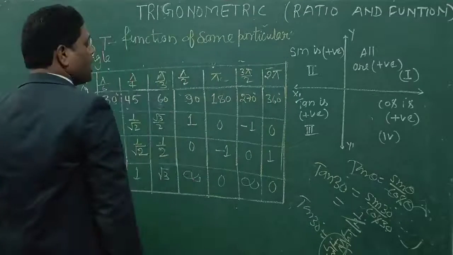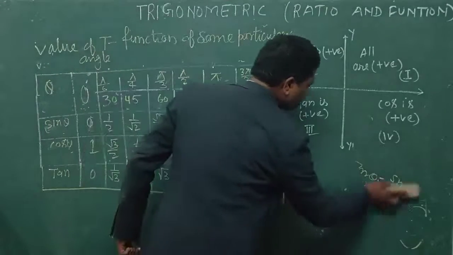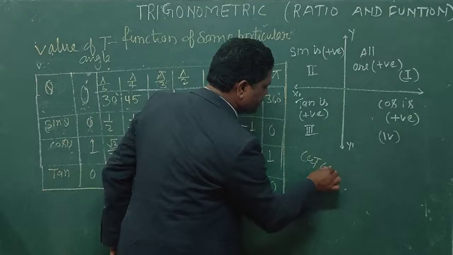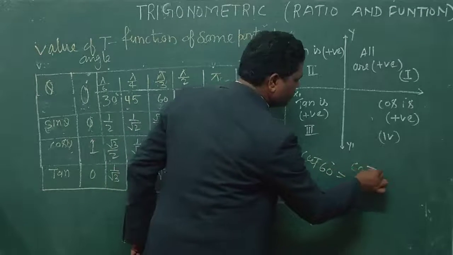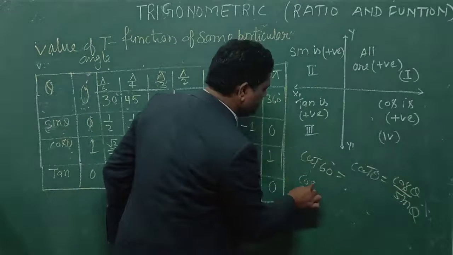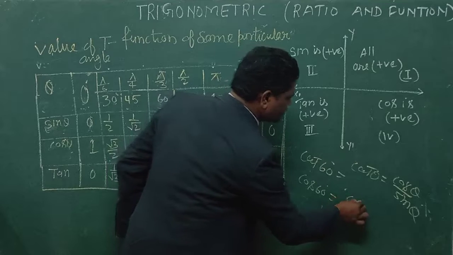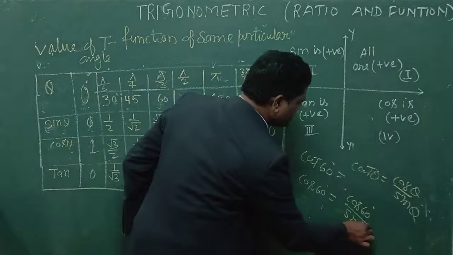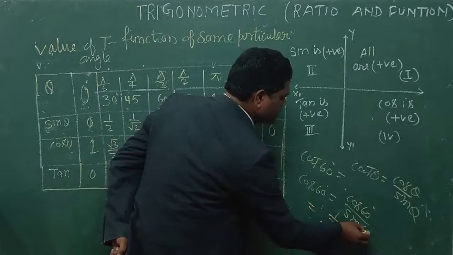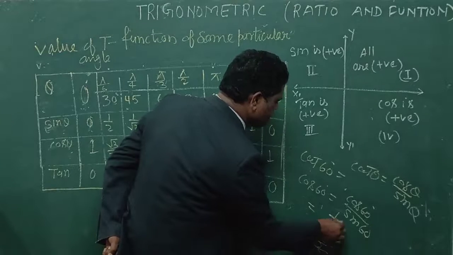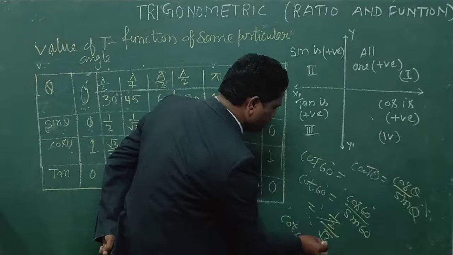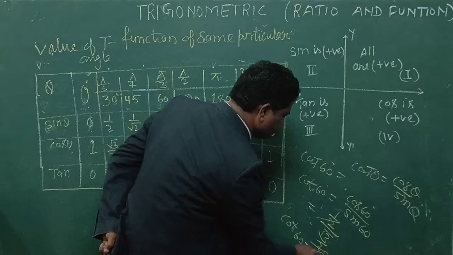If you find out cot 30 degree or cot 60 degree, suppose cot 60 degree. Cot theta is cos theta by sin theta. So cot 60 degree means cos 60 degree by sin 60 degree. Cos 60 degree is 1 by 2 and sin 60 degree is root 3 by 2. The 2s cancel, and we get the answer 1 by root 3.